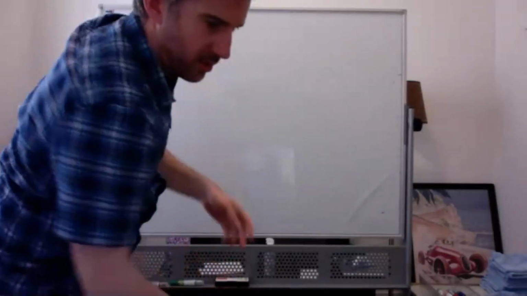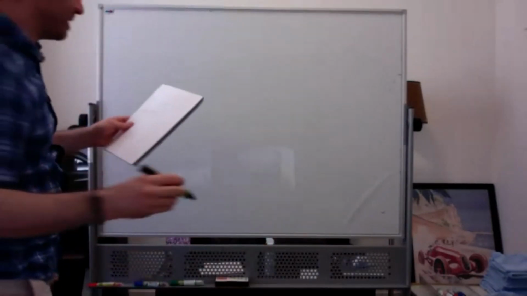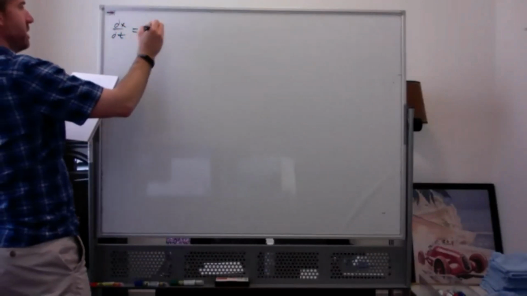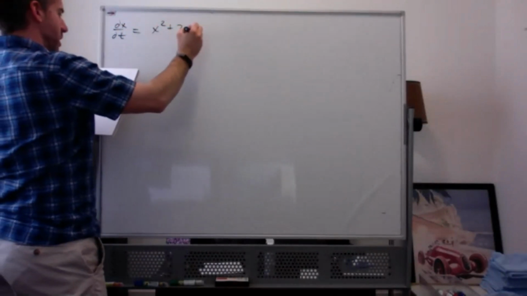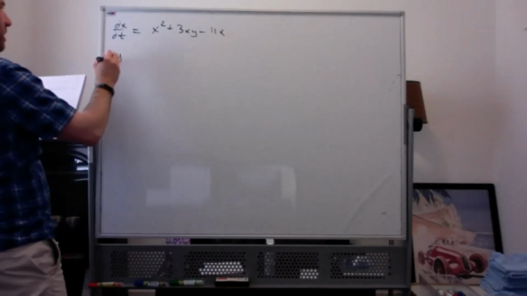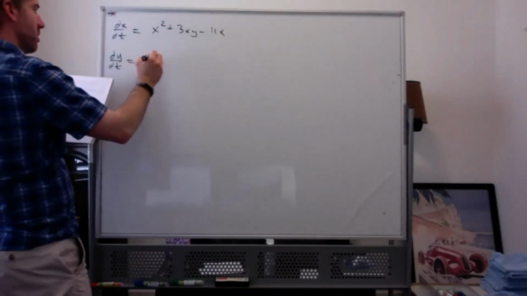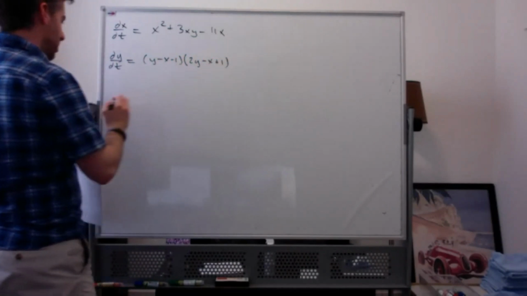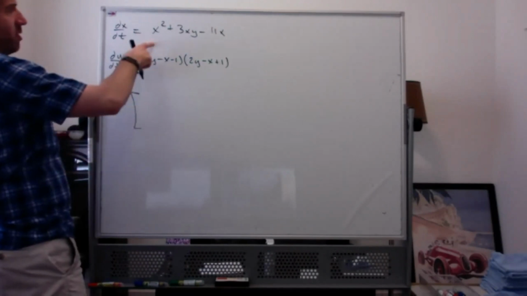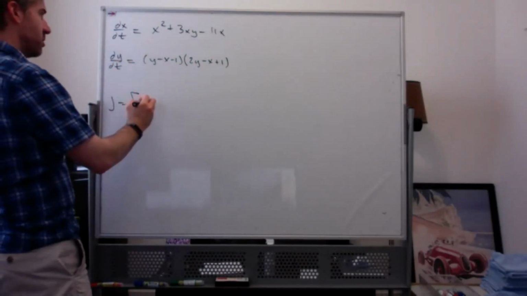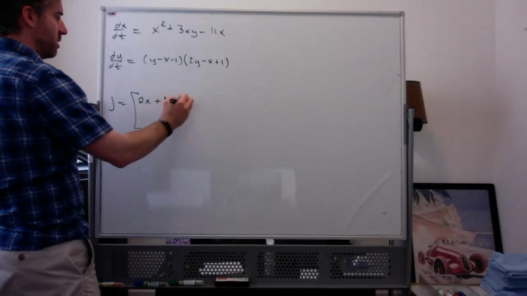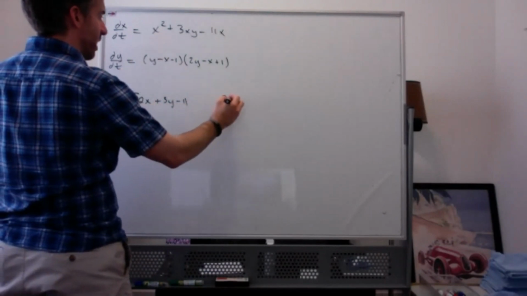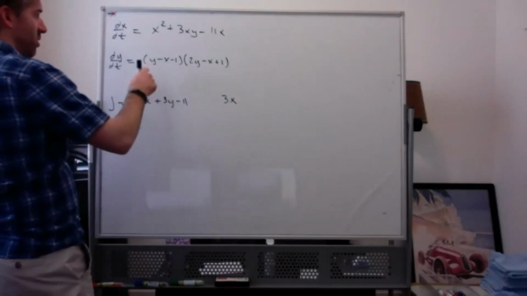So let's go ahead and find the Jacobian. So for the Jacobian, that is where you're going to want, I think, I don't know, let's talk about it actually. So here's my dx/dt, x squared plus 3xy minus 11x. And here's my dy/dt, which is y minus x minus 1 times 2y minus x plus 1. So partial of this with respect to x, 2x plus 3y minus 11. Partial of this with respect to y, 3x. Partial of this with respect to x.